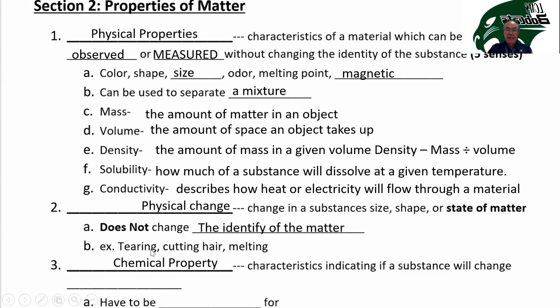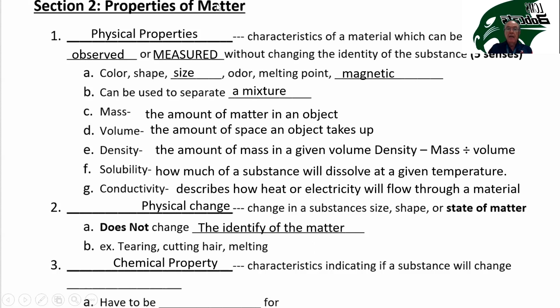So things like tearing, cutting, melting, okay, all these -ing words, are changes. So that's one of the ways you can tell if something is a property or a change. Okay, a property is an adjective. Changes are verbs, they're -ings.